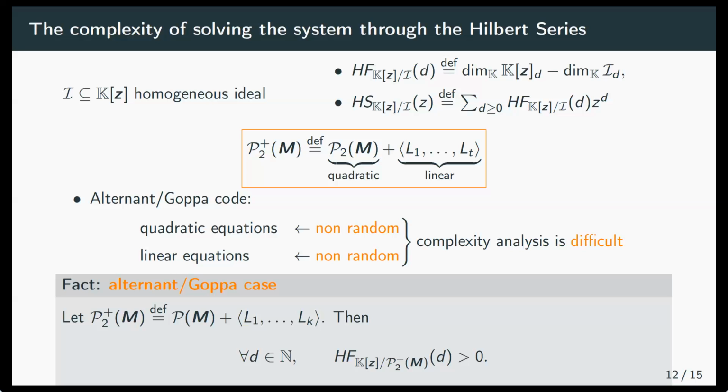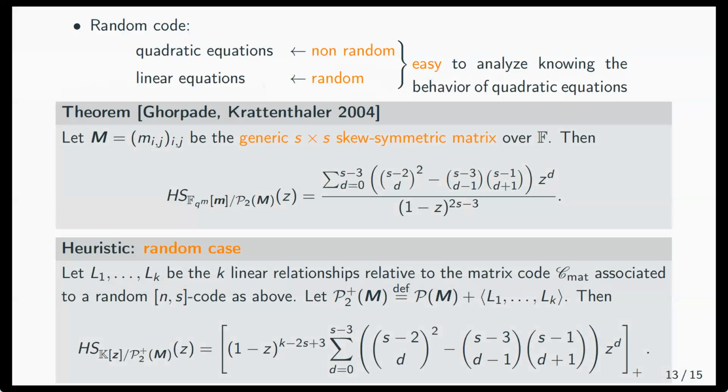Now, if we start our construction from an alternant code, then the analysis is pretty difficult because all the equations involved are non-random, and so we cannot rely on known generic results. But still we can trivially bound the Hilbert function by saying that for any d, the Hilbert function evaluated at d is strictly positive. This is just because we know that non-trivial solutions must exist. If instead we start from a random code, then Pfaffian equations are still non-random, but the linear equations become random. And so the analysis becomes easy if we know in advance how the quadratic equations behave alone.